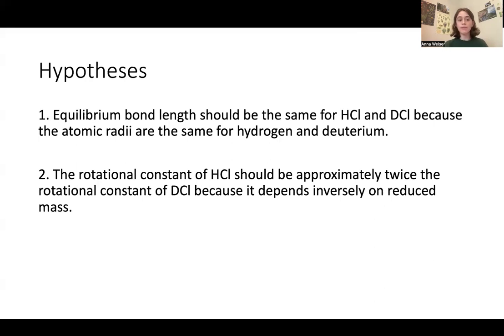Firstly, we believe that equilibrium bond length should be the same for HCl and DCl because the atomic radii are the same for hydrogen and deuterium. Secondly, and this is based off the equations, the rotational constant for HCl should be approximately twice the rotational constant for DCl because they depend inversely on the reduced mass because of the inertia term.